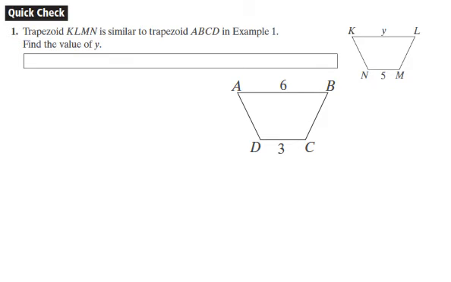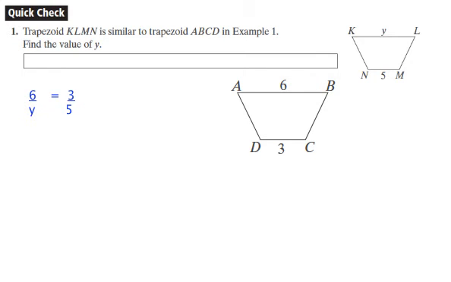Trapezoid KLMN is similar to trapezoid ABCD in example 1. Find the value of Y. To make it a little easier, I've put the picture ABCD right here on the page. You can refer to it as you're doing this. So, side AB corresponds to side KL, so we write 6 over Y. Then side DC corresponds to NM, so we're going to put 3 over 5. So we have the proportion 6 over Y equals 3 over 5.